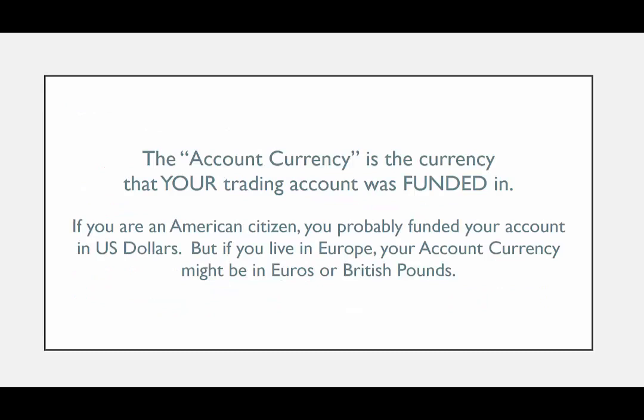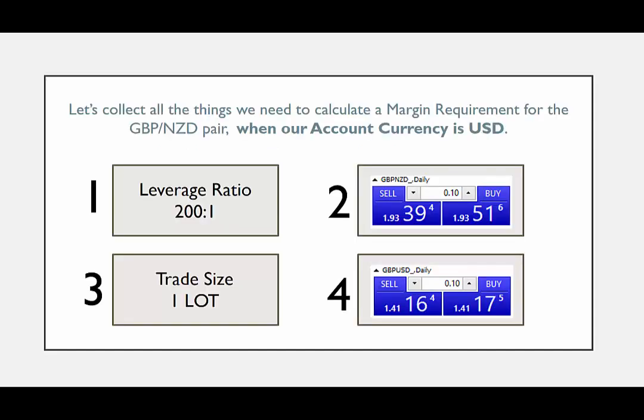The account currency is the currency that your trading account was funded in. If you are an American citizen, you probably funded your account in US dollars. But if you live in Europe, then your account currency might be in euros or it might be in British pounds. Let's go collect all the things that we will need to calculate the margin requirement for the GBP-NZD pair when our account currency is US dollars.